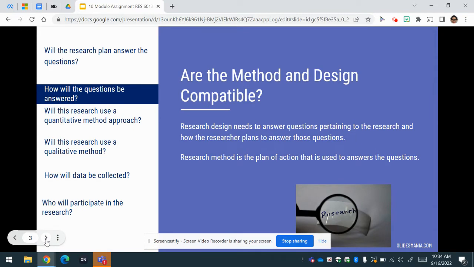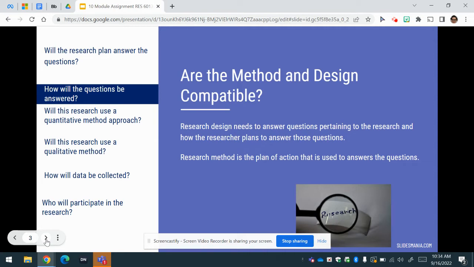So, are the method and design compatible? The design of our research needs to answer questions pertaining to a particular topic. We're going to answer those questions, and our design is going to be based off of those questions. And then the method that we use is going to be kind of like what we plan to do, our plan of action to find those answers to those questions we have.